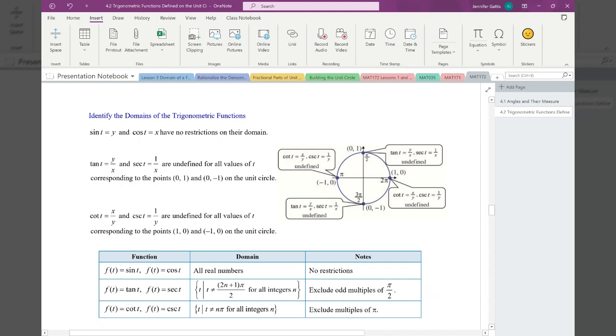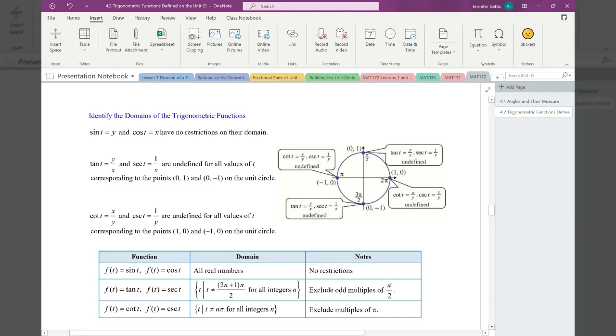To lesson 3. This is going to be a continuation of section 4.2. In this one, we're going to focus on the domain of our trigonometric functions and some fundamental trig identities. So, let's get into it, y'all.